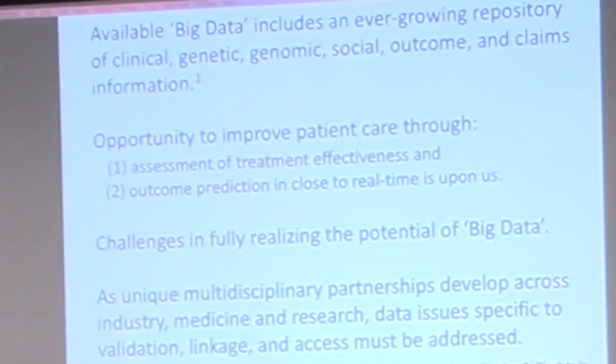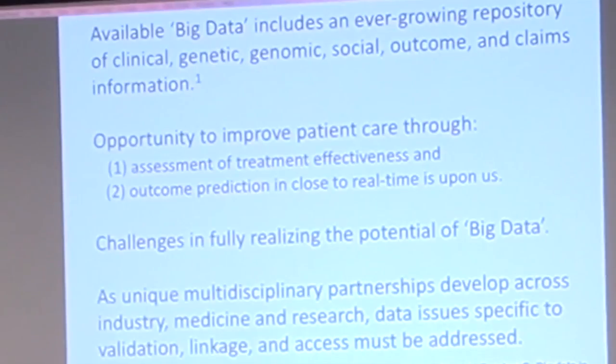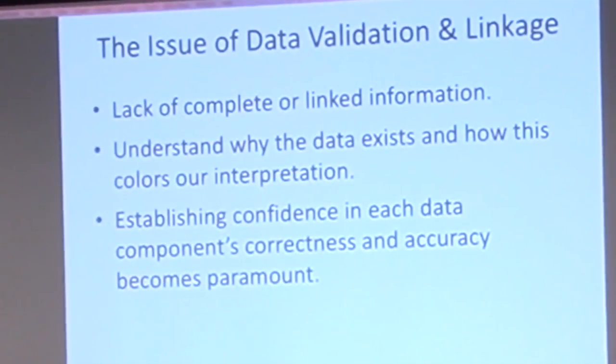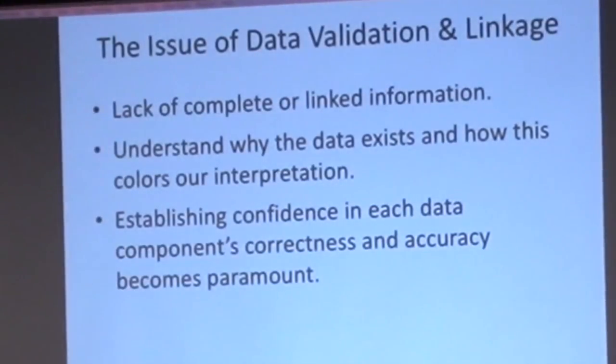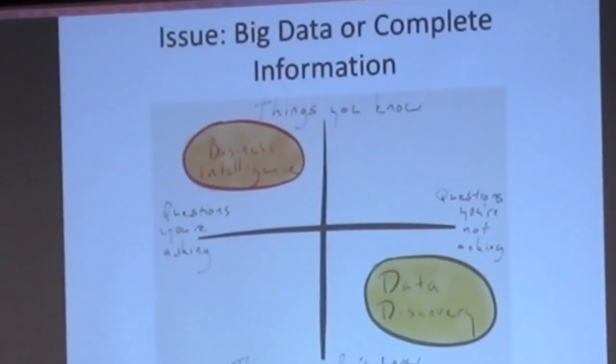And there are a lot of multidisciplinary partnerships developed across the pharmaceutical industry, medicine and research, and there are a lot of data issues out there specific to validation, linkage, and access that need to be addressed. I've been doing this for 30 years, and I swear I had this conversation 30 years ago, but things are evolving, right? So the issue of data validation and linkage is very important because we have a lack of complete or linked information. A lot of databases which claim to be integrated really aren't, yet they say they are. We have to understand why the data exists and how it colors or influences our interpretation. We need to have some type of confidence in the data component's correctness and accuracy as it becomes paramount for facilitating decision making.